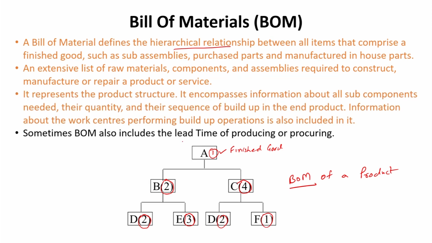Sometimes BOM also includes lead time information. I can say that to manufacture A, 5 days are required. To manufacture B, if all the components are available, 3 days are required, something like that. And to procure D, 2 days are required. So, the lead time information can also be expressed on the BOM structure, or it can be given in another different table along with the inventory record file. Lead time information can be added to the inventory record file, and it can be given in the bill of material structure also.